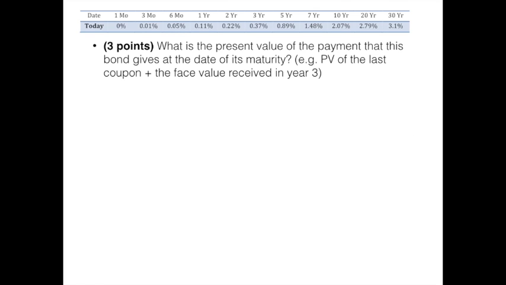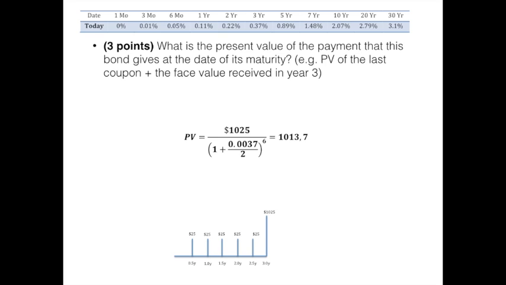Now we go forward. What is the present value of the payment that this bond gives at the date of its maturity? At the date of its maturity, we know that this bond will give the face value plus the last coupon. What is the present value of this payment? Well, we need to discount it. So this is 1,025 divided by 1 plus the 3-year rate, which is 0.37. This is nominal annual with semi-annual compounding, so we divide it by 2. This is how much you get every 6 months. And there are basically 6 6-month periods in 3 years, so we get the present value.